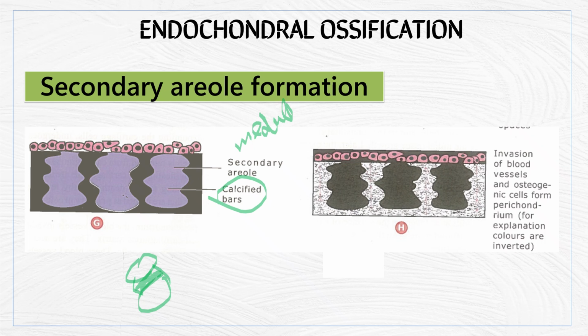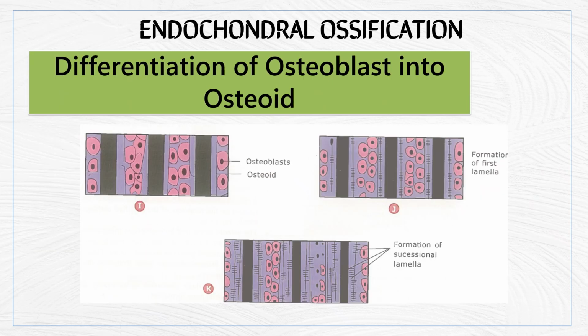Once the secondary areole formation is done, it is invaded by blood vessels and osteogenic cells. They both come from the perichondrium, that is the outer layer. In this perichondrium, the osteoblasts are formed, and the osteoblasts secrete osteoid. The osteoblast is a bone forming cell which secretes osteoid on the remnants of the calcified cartilage matrix. Then the osteoid tissue undergoes mineralization to form a lamellar bone.